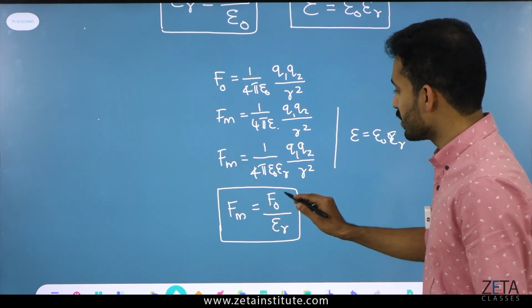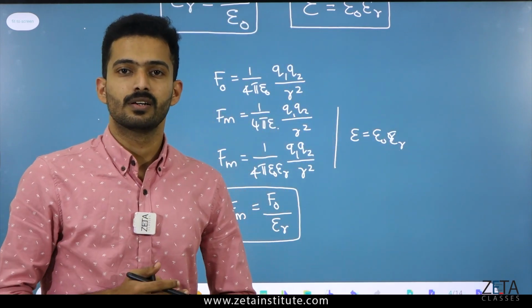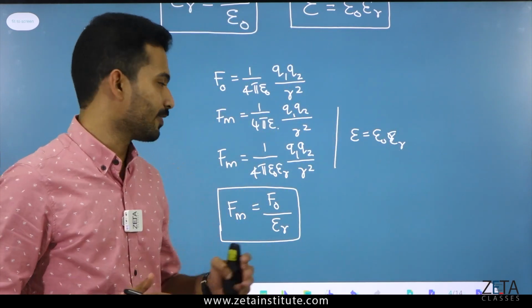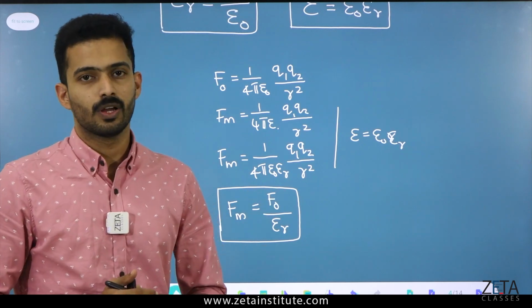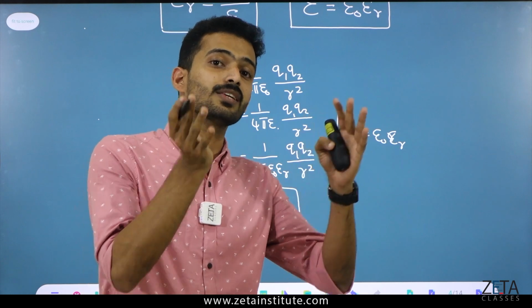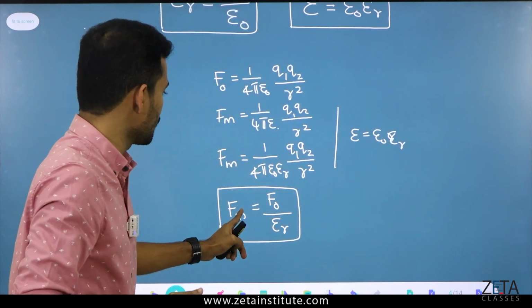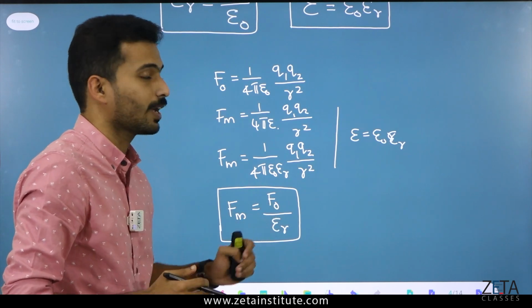That means this is the force in air. When we place two charges in air, there will be a force that we can take as F naught or F0. We are replacing those two charges into a medium. Then the force is given by Fm is equal to F naught by epsilon r.